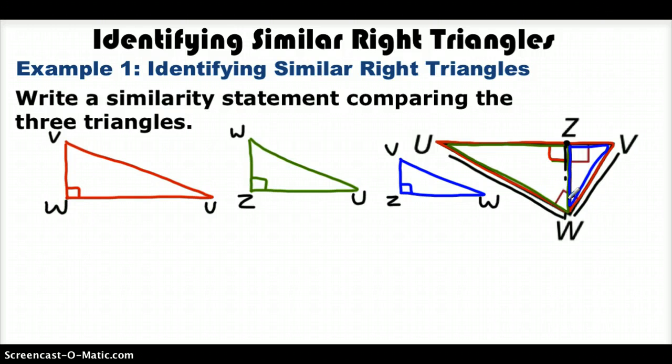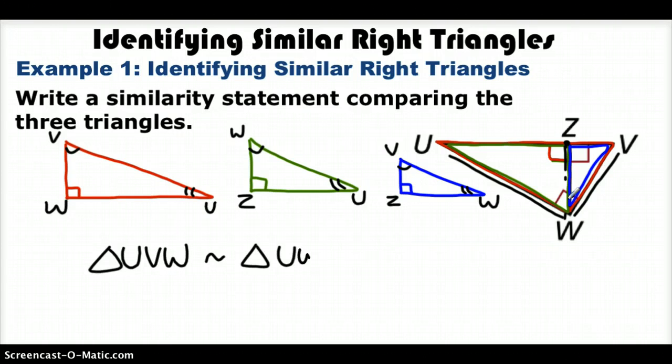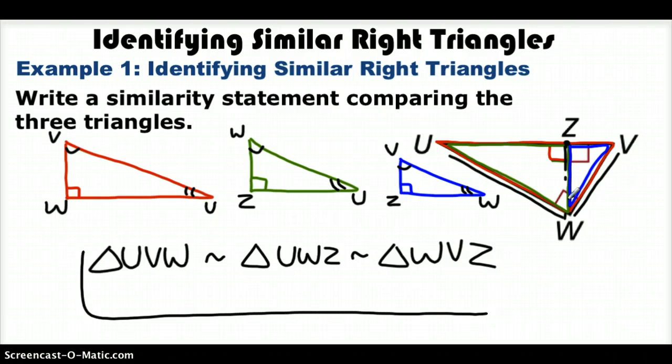Okay, and now all we want to do is just make this statement that all these triangles are similar, remembering that ordering actually matters. So it's actually true if this is a right angle, we have to say that all these angles have the same measure, and that angle U and angle W here also have the same measure. And so all I'm going to do is say maybe this is triangle UVW is similar to triangle UWZ, which is similar to triangle WVZ. Okay, and this would just be my similarity statement.